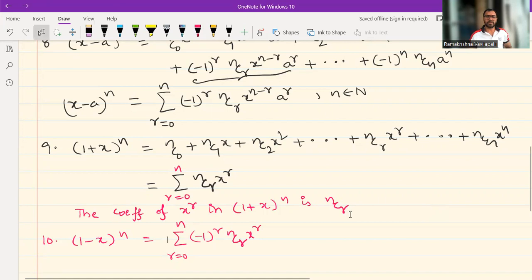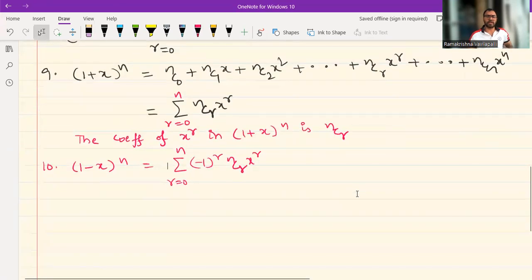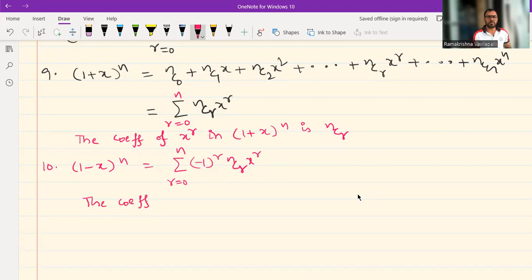And here the coefficient of x power r in (1 minus x) whole power n is (minus 1) whole power r into nCr.